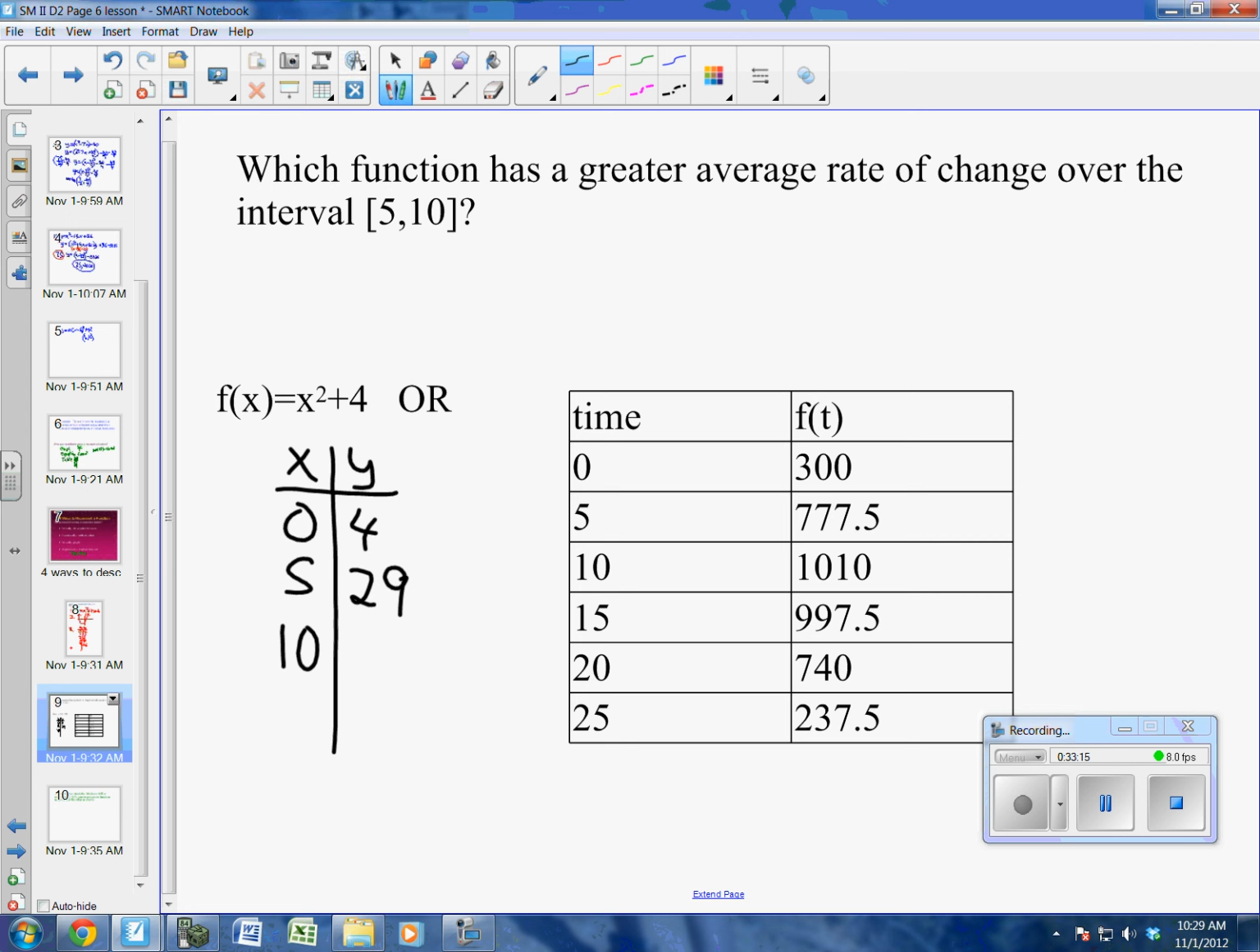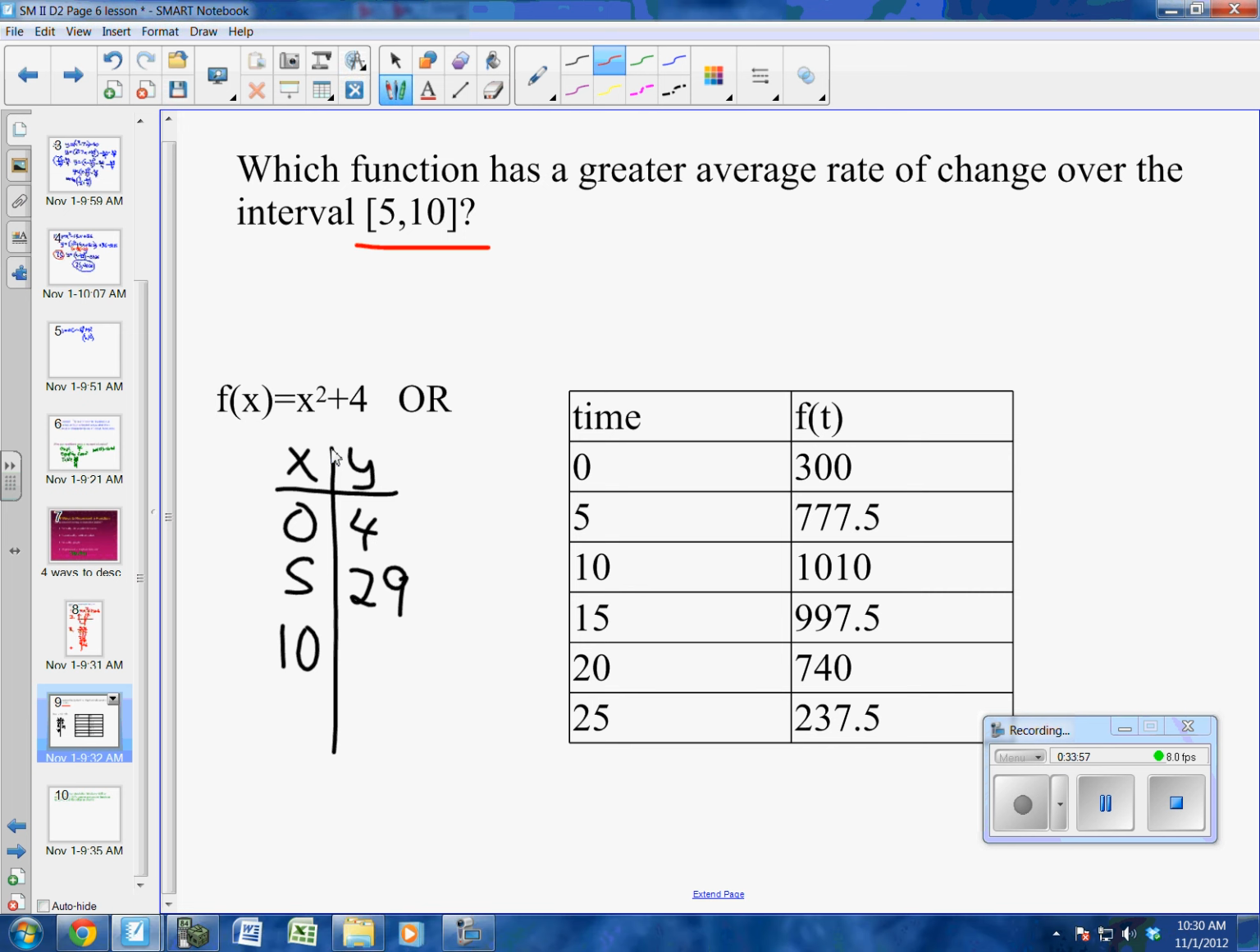All we're doing is just putting numbers in for x. Like we took 0 and put it in. What's 0 squared plus 4? It's 4. Does that make sense? I chose 5 because these numbers over here gave us x numbers and y numbers. This is a different function, just represented as a table, than this one. Notice the question asks on the interval 5 to 10. That's why I put 5 and 10 in there, because this one already has 5 and 10.